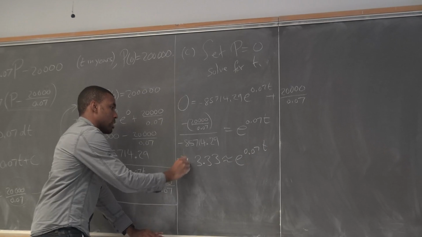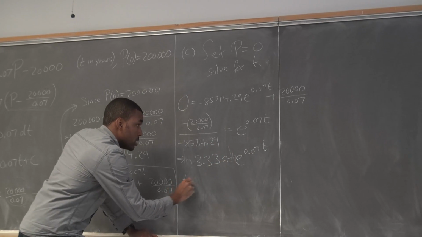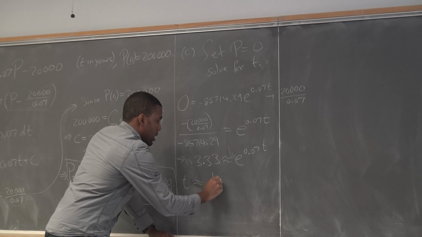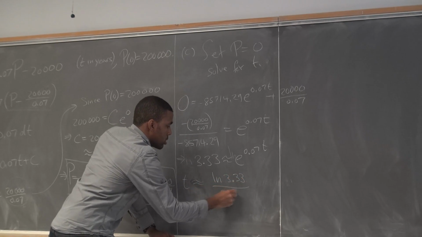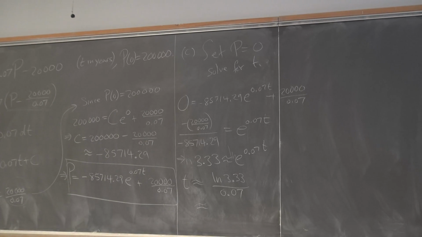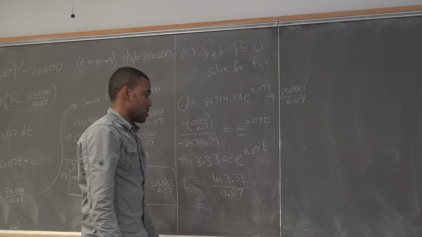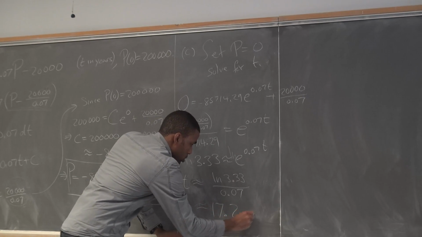So of course here you ln both sides to get to that t. And so your t would be roughly ln of 3.33 divided by 0.07. Can you tell me what that is, roughly, as a number? 17.2. 17.2.